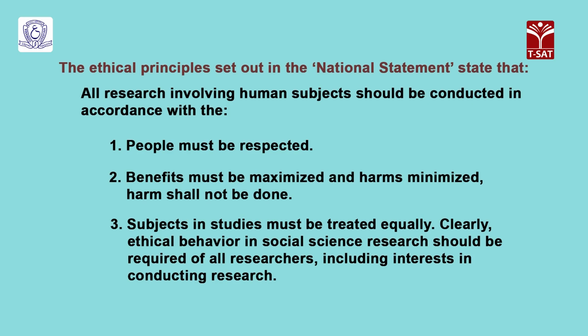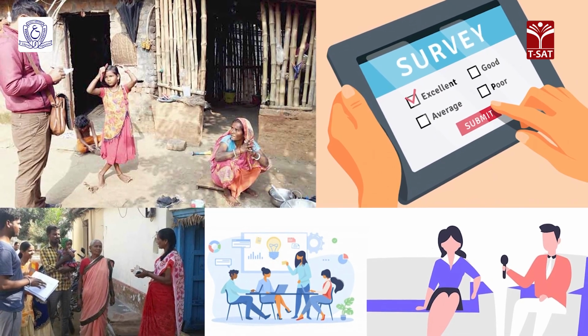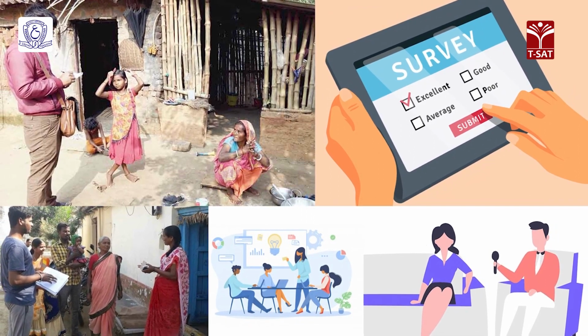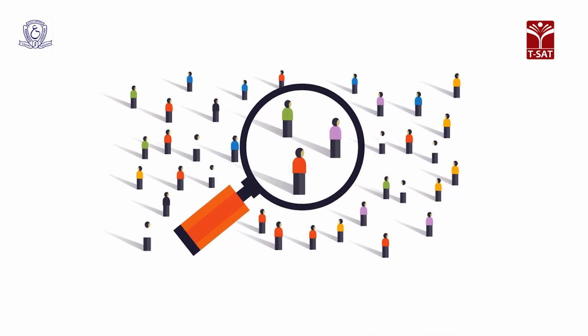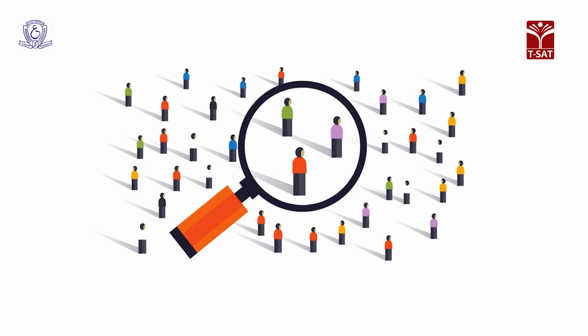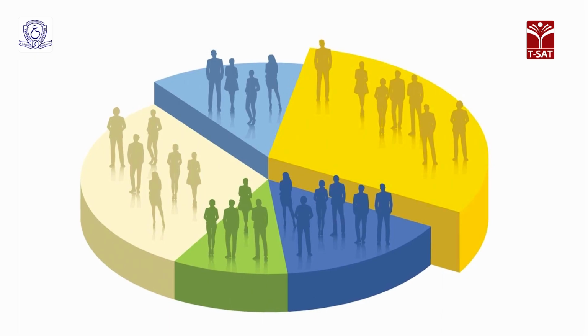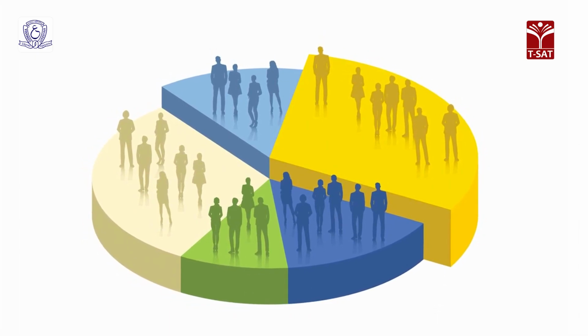Clearly, ethical behavior in social science research should be required of all researchers, including those interested in conducting research. The process of gathering information from the respondents requires informed consent, which means that prospective research participants must be fully informed about the procedures and risks involved in research and must give their consent to participate. Furthermore, ethical standards also require that researchers not put participants in potentially harmful situations.